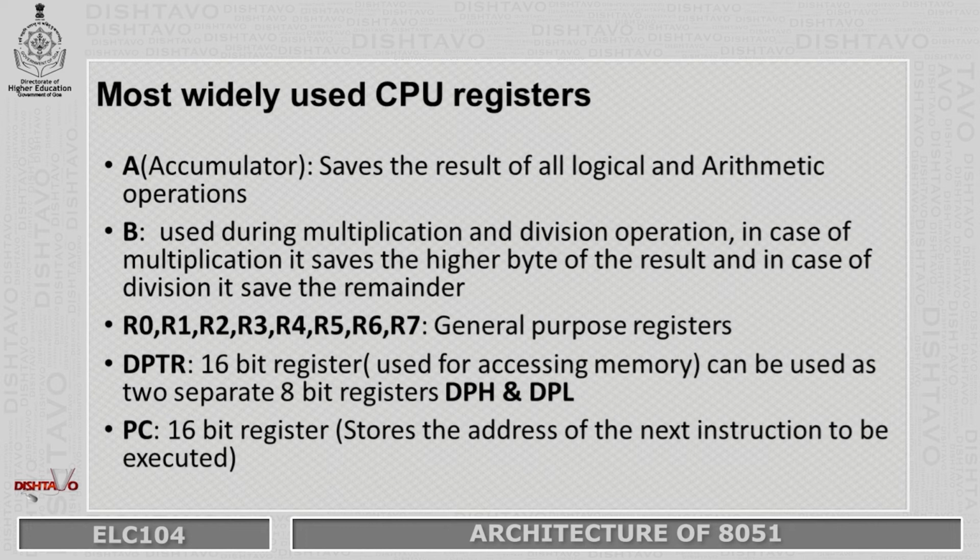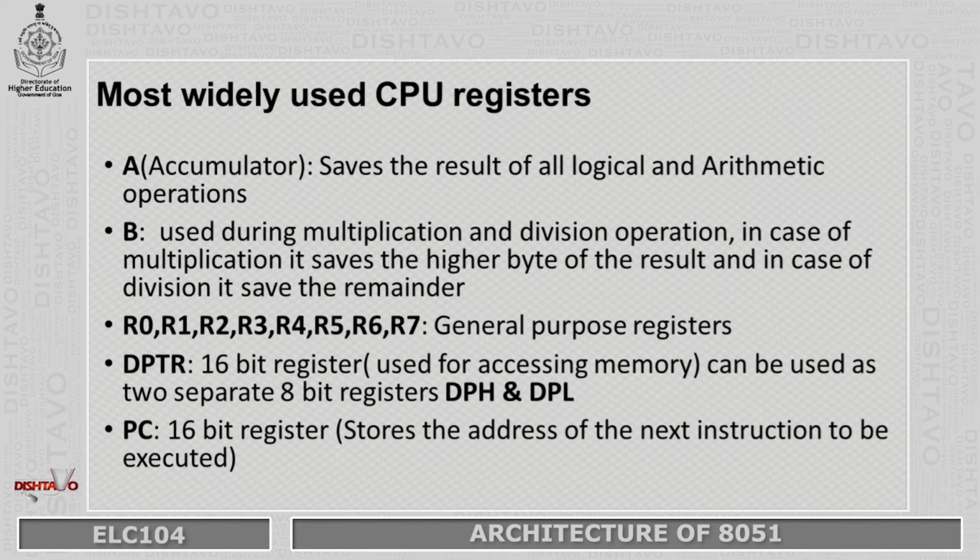Then we have general purpose registers such as R0, R1, R2, R3, R4, R5, R6 and R7. So 8 general purpose registers are there. Actually, frankly speaking, there are something called register banks, and each register bank is going to have these 8 registers inside. So altogether there will be 4 banks of 8, that is 32 general purpose registers for a microcontroller 8051, but they will be called R0 to R7.